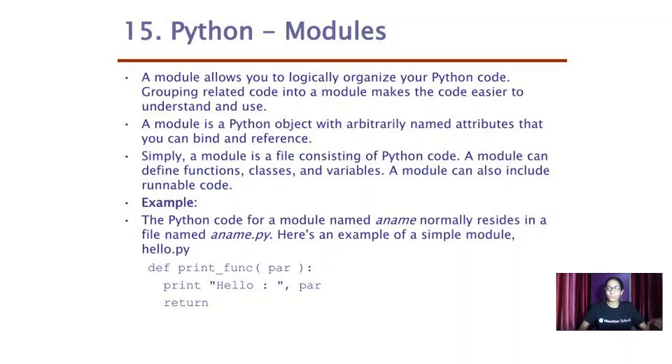Grouping related code into modules makes your code much easier to understand and use. It also makes your code more logically organized. For example, suppose we name our Python code module anime, then the file name is anime.py. That is the simplest way to get a module as well as your file name.